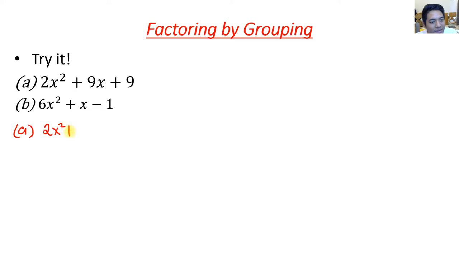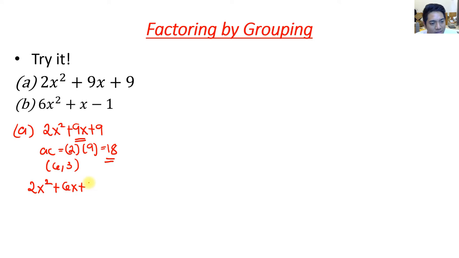You have 2x squared plus 9x plus 9. Of course, we want the ac, and the ac would be 2 times 9, which is 18. So what two numbers, if we multiply, would be 18, and if we add, would be 9? Of course, 6 and 3. You multiply to get 18, you add to get 9. So this is what we are going to factor: 2x squared plus 6x plus 3x plus 9. We replace the middle term by 6x plus 3x, which is technically still 9x.